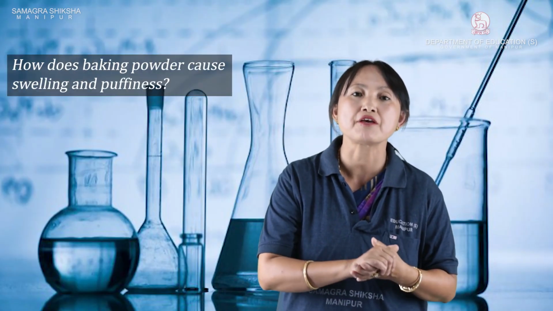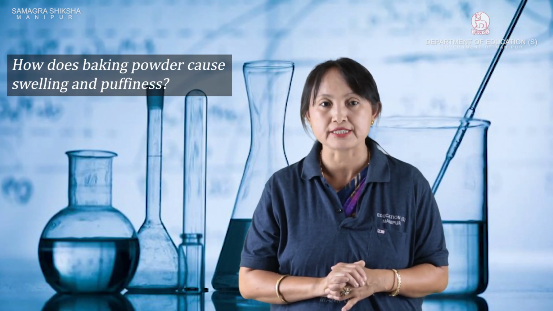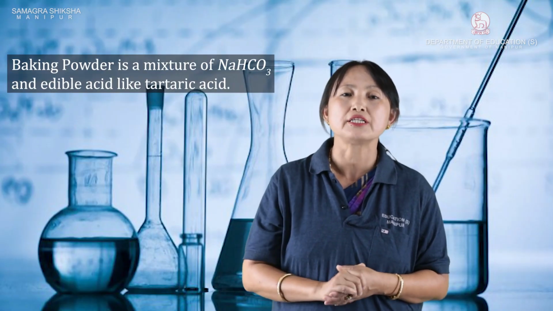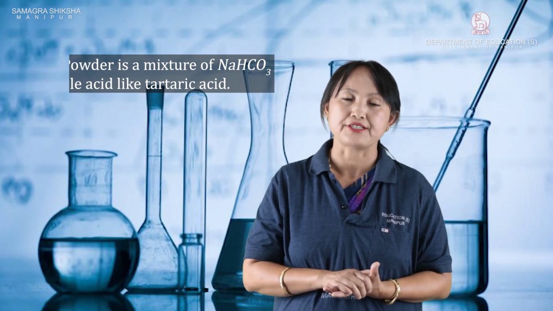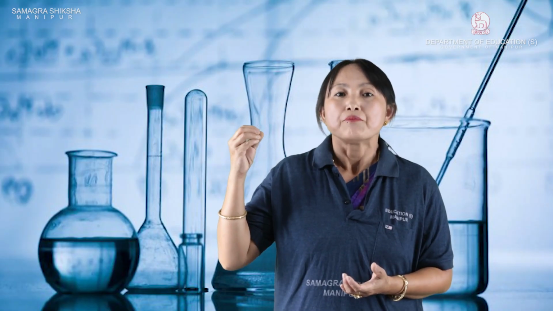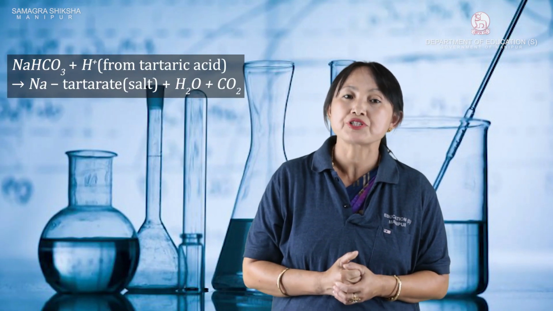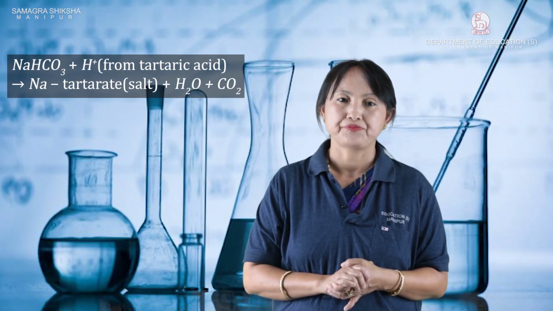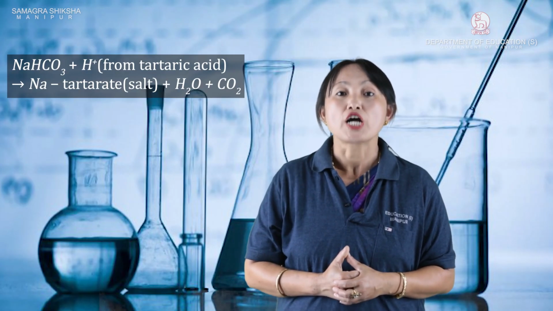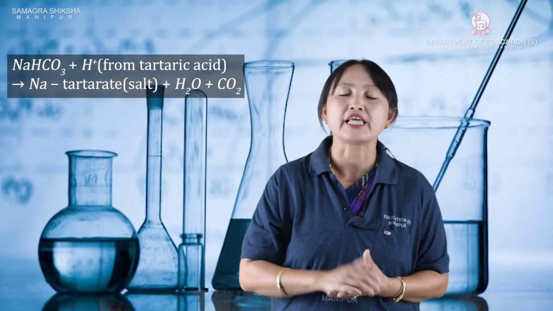Now, aikoina baking soda yauba baking powder si aikoina cake tani khangde, bread tani khangde, hapa matamda how it causes swelling and puffiness. Let's see. So how does baking powder cause swelling and puffiness? Let's answer this. Now baking powder, as I have mentioned, it is a mixture of sodium hydrogen carbonate and edible acid like tartaric acid. So when sodium bicarbonate combined with the hydrogen ion of the acid, there will be formation of salt like sodium tartarate along with water, along with the evolution of carbon dioxide gas, which is responsible for the swelling and puffiness.